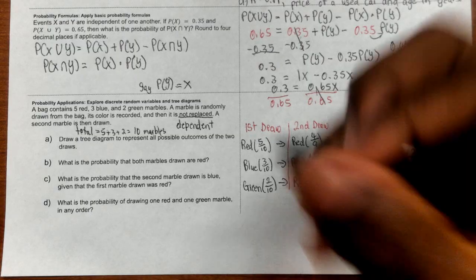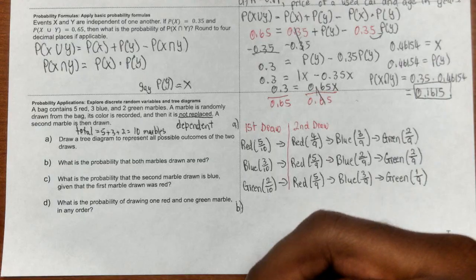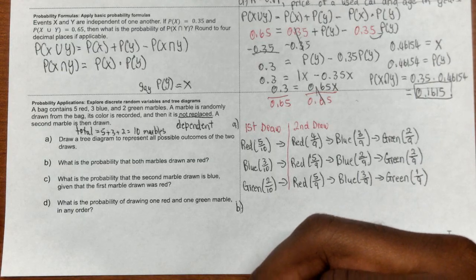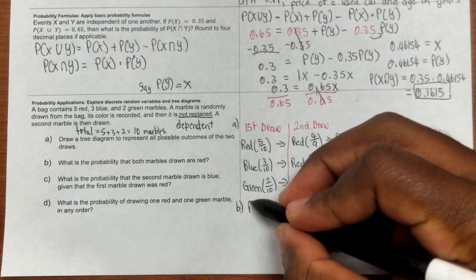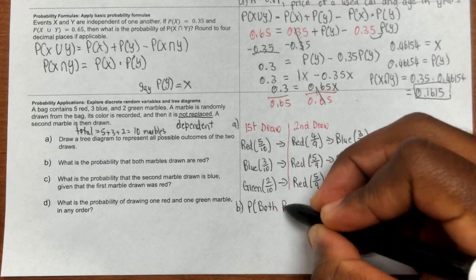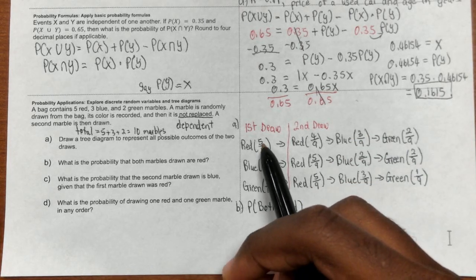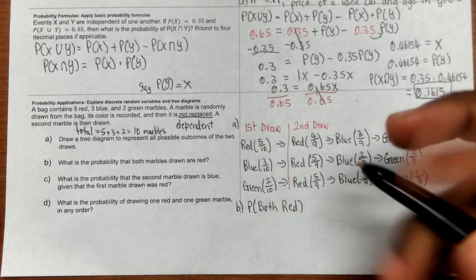Okay? So now let's try to do part B. Part B says, what's the probability that both marbles drawn are red? So I need to do the probability that both are red. Using my tree diagram, the probability that the first time we drew it was red was 5 out of 10.